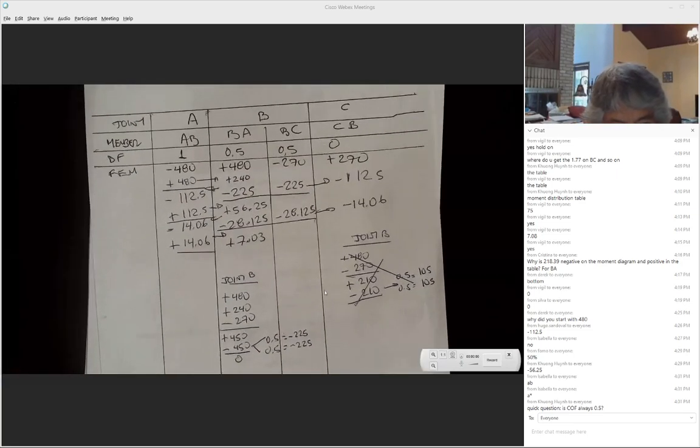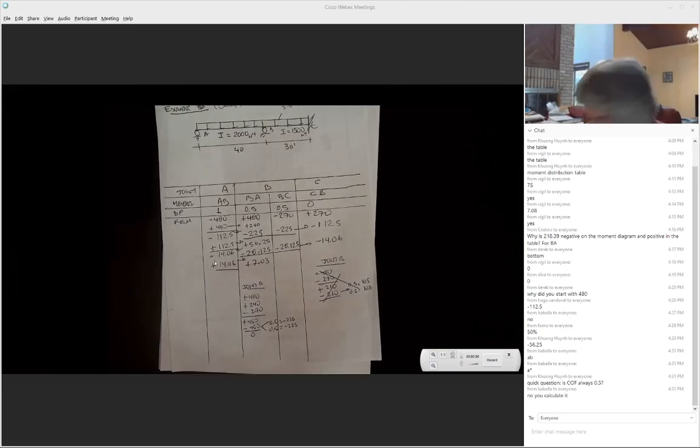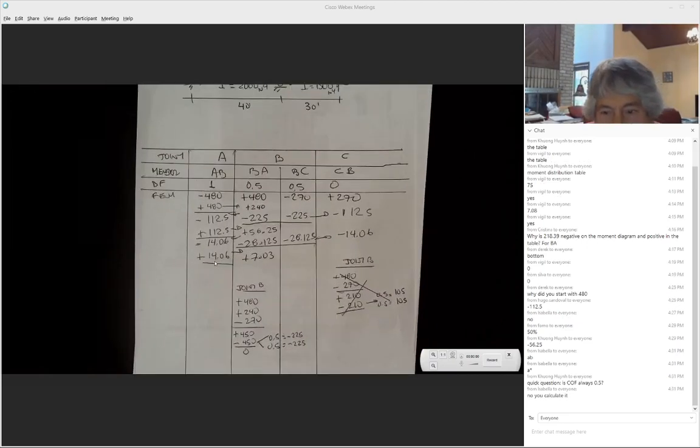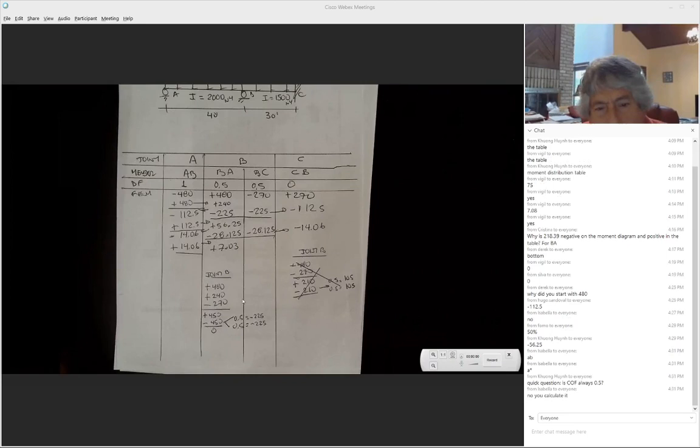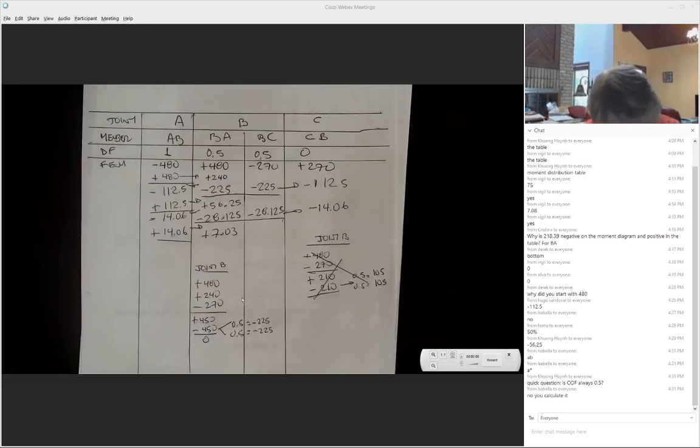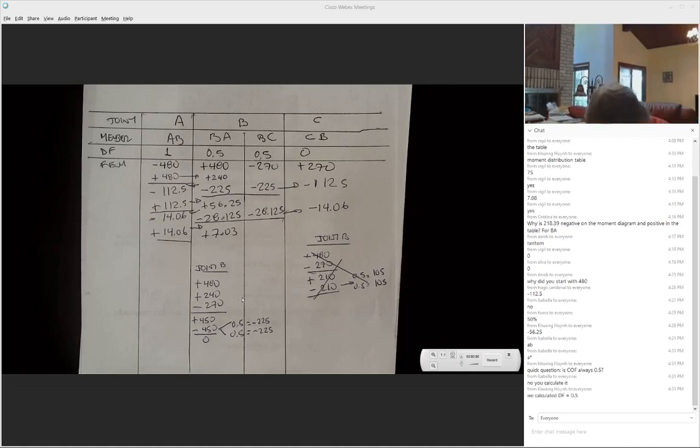I'm going to answer your question. Let me put this. Question about the carryover factor: it is always 0.5. So I'm going to switch to something that I wanted to tell you.